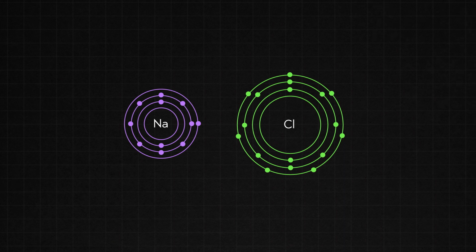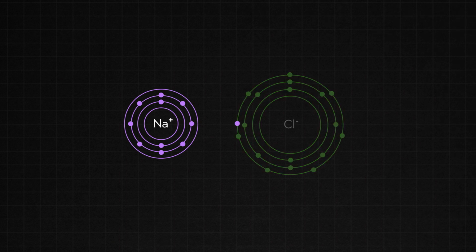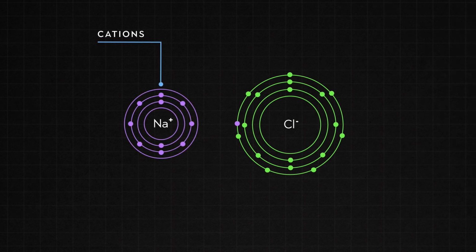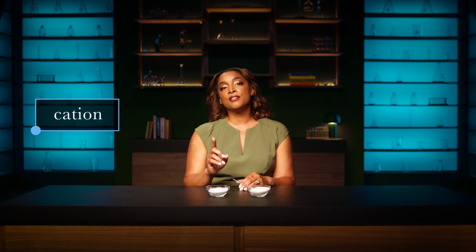Ions are atoms or molecules that possess an electric charge when they have either gained or lost an electron. The sodium ion has lost an electron and therefore has a positive charge, while the chloride ion has gained an electron and thus has a negative charge. Ions with a positive charge are called cations, whereas those with a negative charge are called anions. One trick to remember that cations are positive is that cations have a T, which looks like a positive sign.